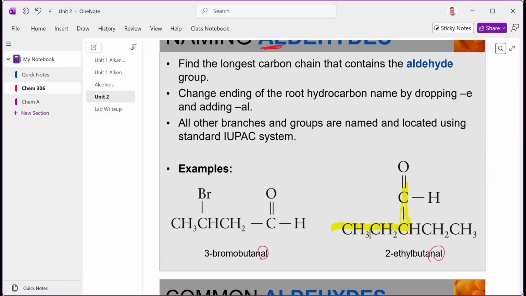So now we have a 2-carbon ethyl branch. So this is 1, 2, 3, 4. That's why it's called a butanal. And it's got an ethyl branch at carbon number 2. Now aldehydes automatically get carbon number 1 for numbering.